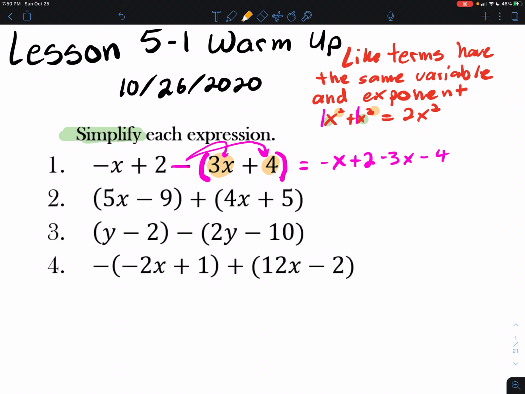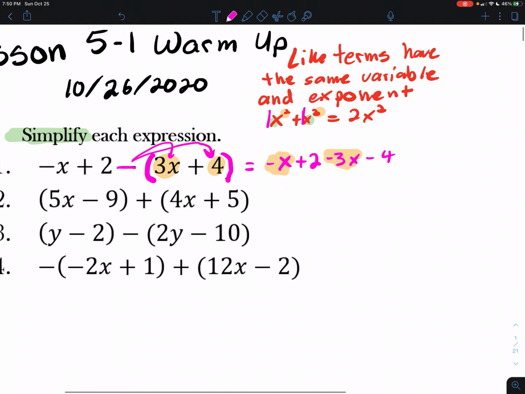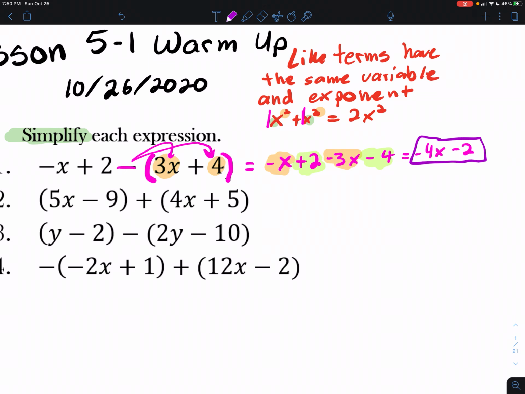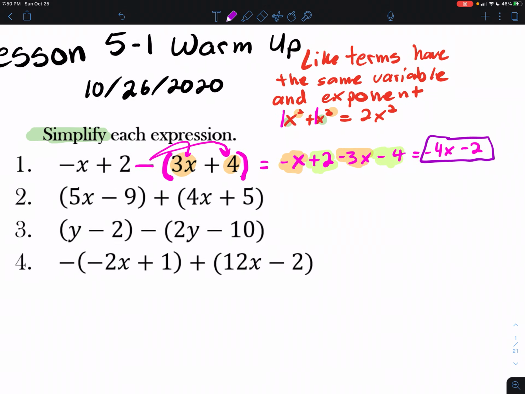And then my like terms are negative x and negative 3x. I combine those two to give me negative 4x. And then I have a plus 2 and a minus 4. So 2 minus 4 is going to give me negative 2. And there is my answer: negative 4x minus 2.